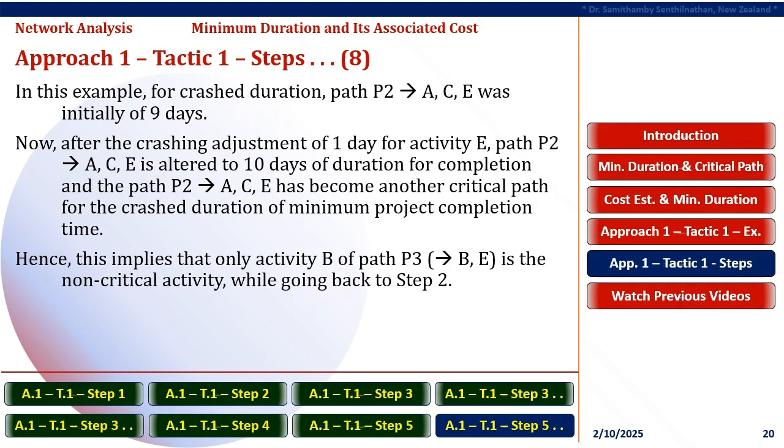In this example, for crash duration, path P2 with activities A, C, E was initially 9 days. Now, after the crashing adjustment of 1 day for activity E, path P2 with activities A, C, E is altered to 10 days of duration for completion, and path P2 has become another critical path for the crash duration of 10 days as the minimum project completion time. Hence, this implies that only activity B of path P3 is the non-critical activity while going back to Step 2.